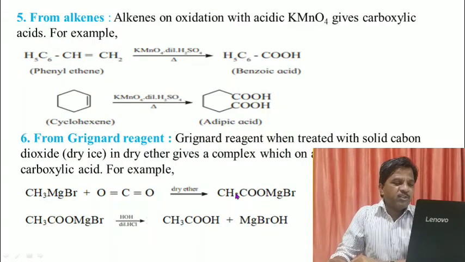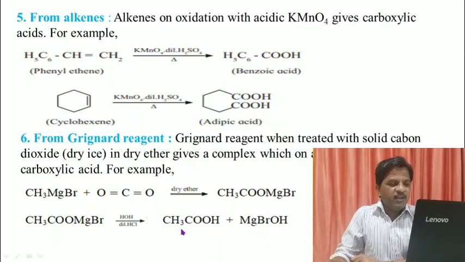And this is followed by hydrolysis. Means what? In the second step, this product is the reactant. Now here this bond breaks between C and Mg, and H from water is added here. So CH3COOH, and the remaining MgBr and this OH form a byproduct. So this is acetic acid, or ethanoic acid is the IUPAC name.